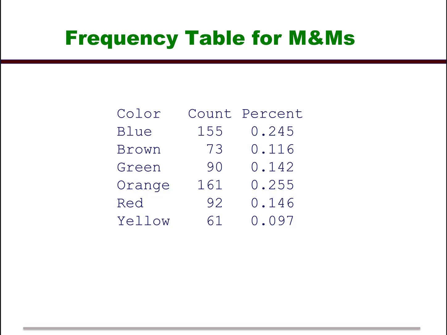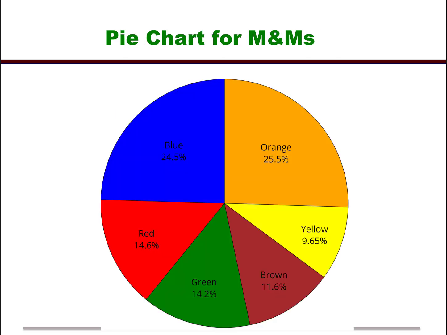Now let's look at a pie chart of this data. Here is the pie chart. You can see that half of it is made up of orange and blue. We also see that, again, 11.6% of the colors are brown.